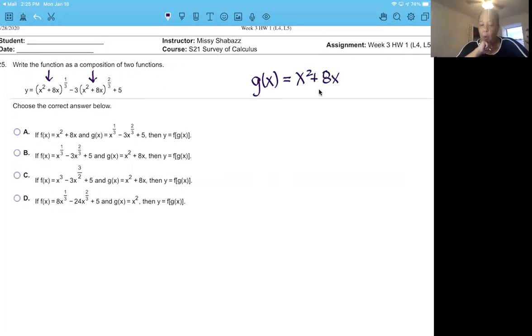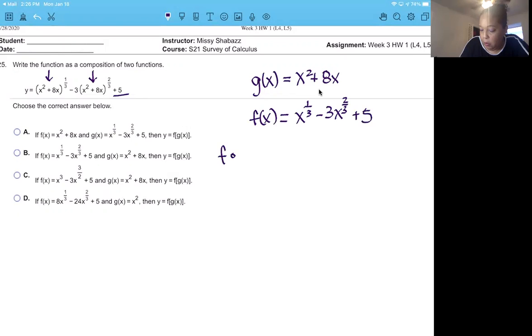Now I want to write my outer function, which I'm going to let be f of x. The first time it's being raised to the 1/3. The next time it's being raised to the 2/3 and being multiplied by -3. And then I also have this plus 5. Then I want to check to make sure it works.